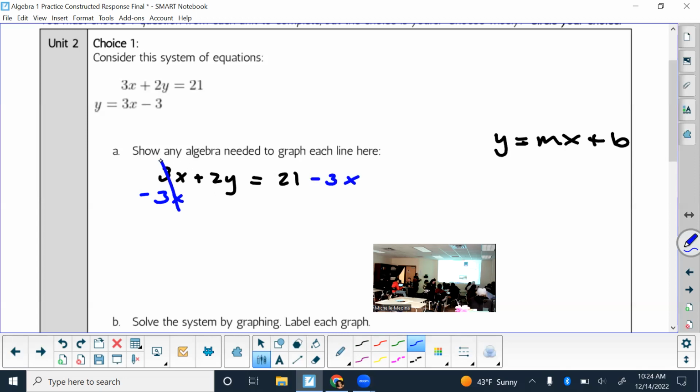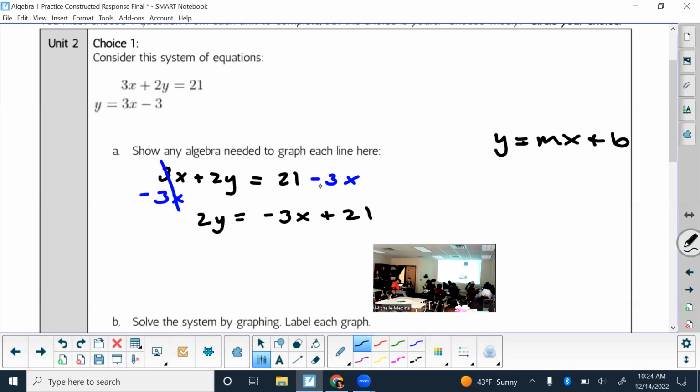So then this cancels. On the left, I get 2y. On the right, are these like terms? They are not. So don't make it like 18x or something like that. You can't combine them. One has an x, the other one doesn't. What I am going to do is just change the order so that it looks more like this. But you don't really have to. The 3x is still negative here. The 21 is still positive.